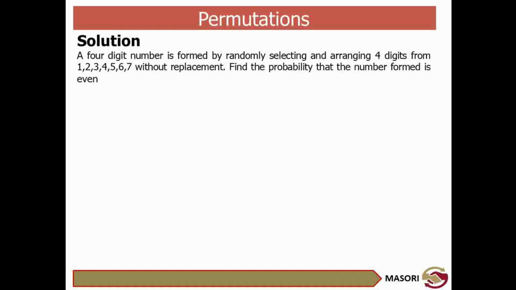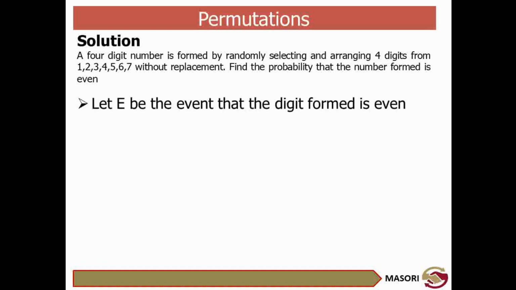To begin solving this question, let's first allow E to be the event that the digit is even. Then what we are required to do is to find the probability of E. So probability of E will be equal to the ratio of the total number of observations that are even divided by the total number of observations in the sample space. Now we note that in the sample space we have 1, 2, 3, 4, 5, 6, and 7.